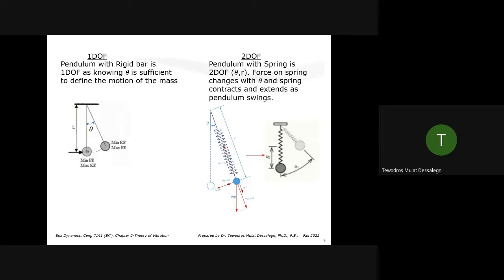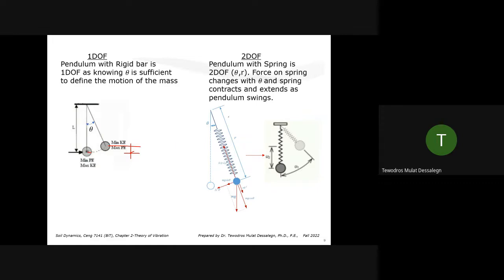For example, if you see a pendulum swinging, how many coordinates do we need to describe its motion? Just an angle is enough, theta is enough. If we define theta, we know exactly where that mass is, and exactly how high it is from the neutral position. So only one coordinate is enough. A pendulum swinging with a rigid string is a 1 degree of freedom system.